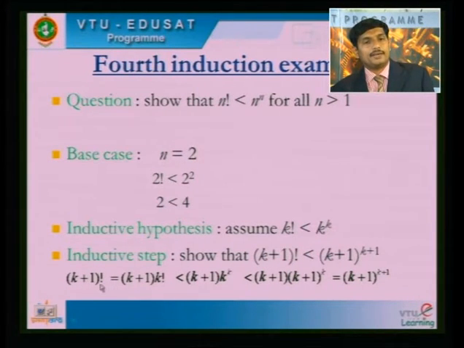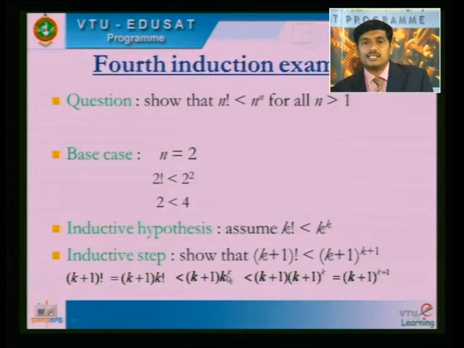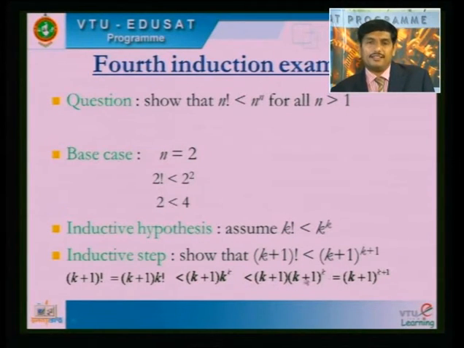k plus 1 factorial is equal to 1 into 2 into 3 and so on up to k, times k plus 1. That can be written as k plus 1 into k factorial. Then we know that k factorial is less than k power k. Using this condition, k plus 1 into k factorial is less than k plus 1 into k power k. Then this becomes less than k plus 1 to the power of k.